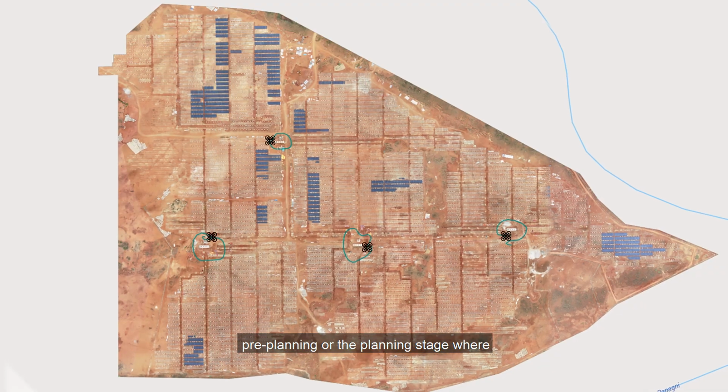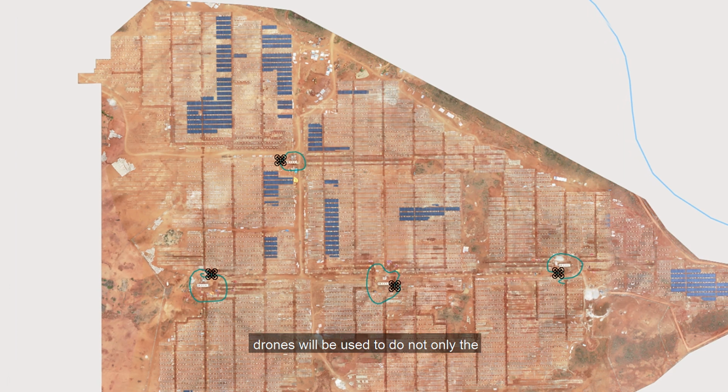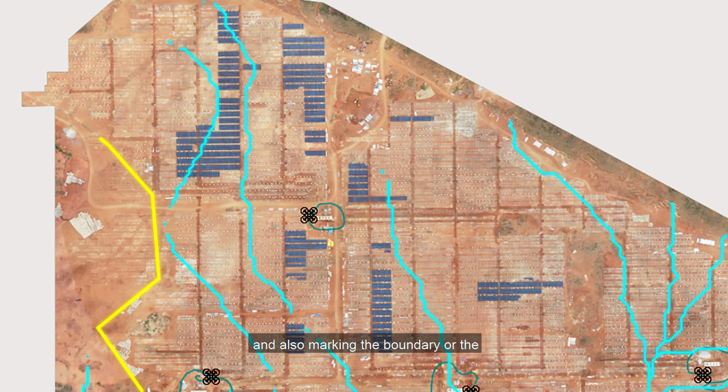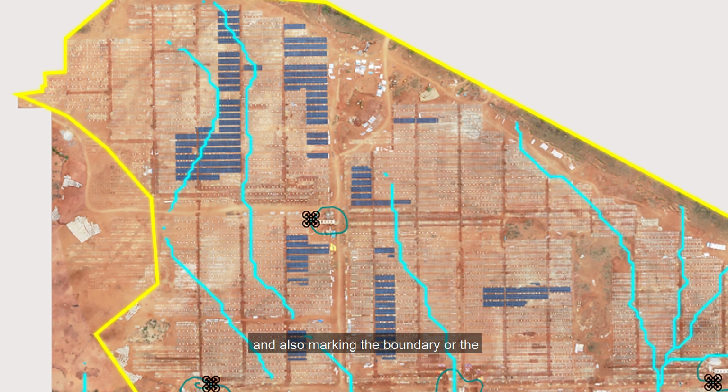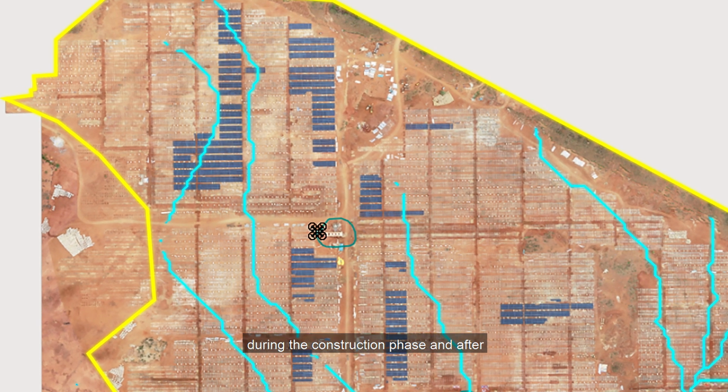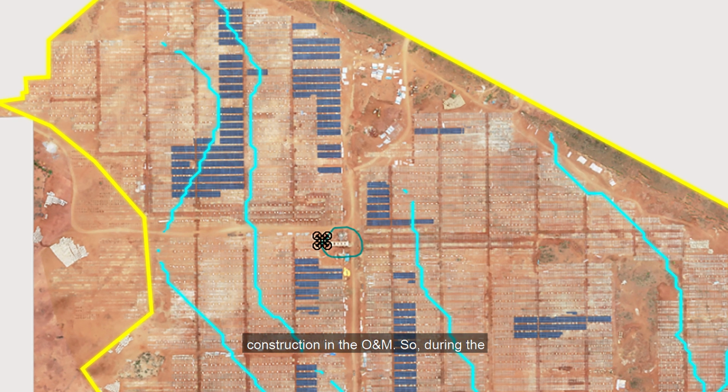Right. So, like you were associated with a part of the pre-planning, we can take it much further in the planning stage, where drones will be used to do not only the contour survey, but also the hydrology and marking the boundary, or the construction monitoring during the construction phase and after construction in the O&M.